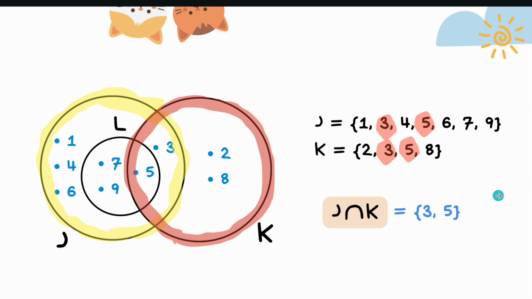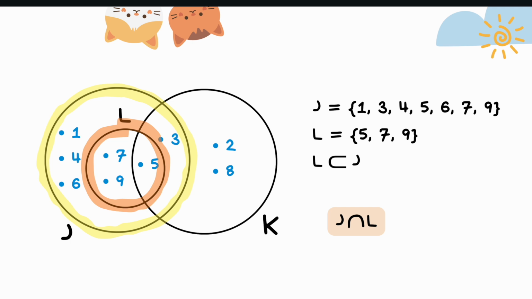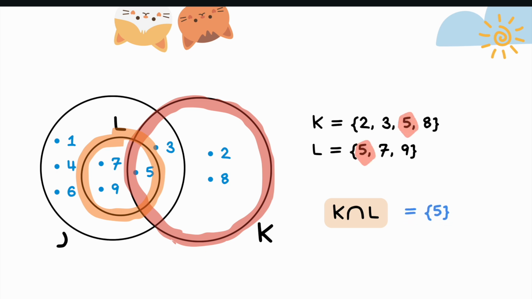For the next question, the same method applies for intersection J and L, which is list, highlight, and state your answer. The intersection of J and L has the elements 5, 7, and 9. It is again good to notice that L is a subset of J. That is why all the elements of L is the intersection between sets J and L. For the next question, the same concept applies again. List, highlight, and state your answer. So the answer for this intersection is 5.